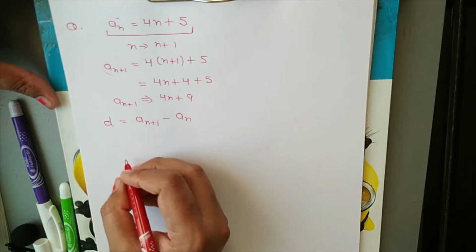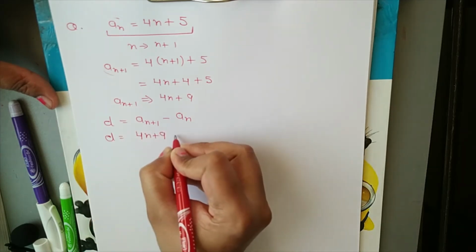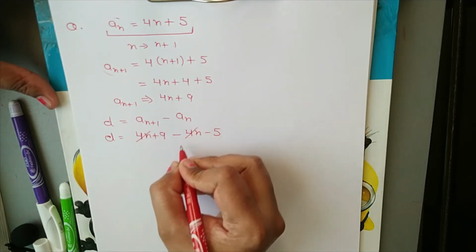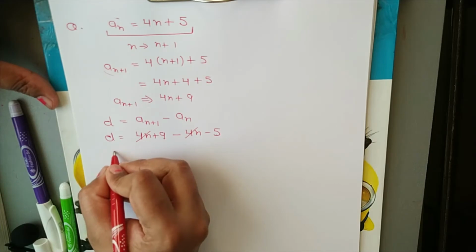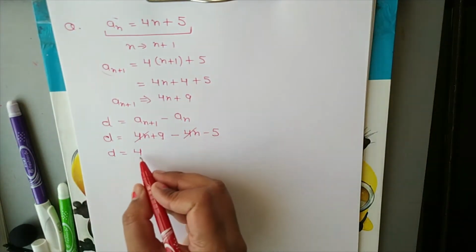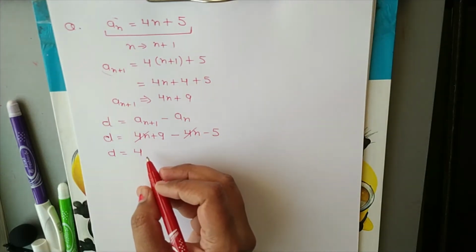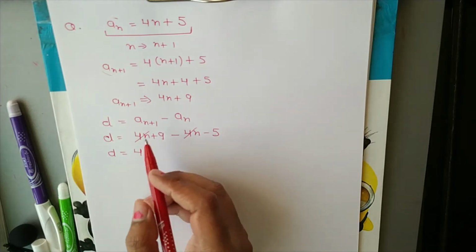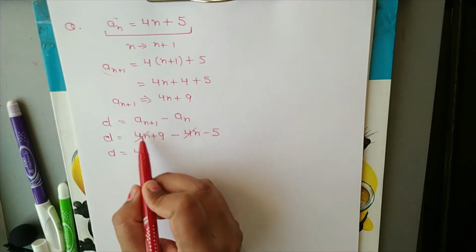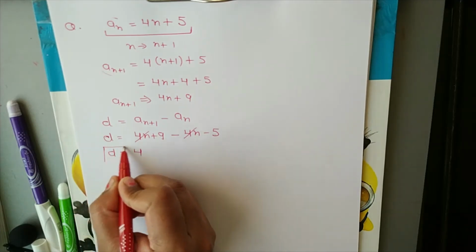This is the common difference. So 4n plus 9 minus 4n minus 5. 4n and 4n will be cancelled. 9 minus 5 will be 4. So the given sequence is an AP because this difference does not depend on n. So we can say that this sequence is an AP, and the common difference is 4.